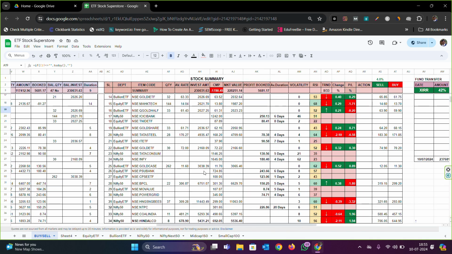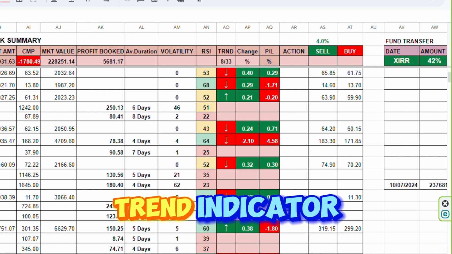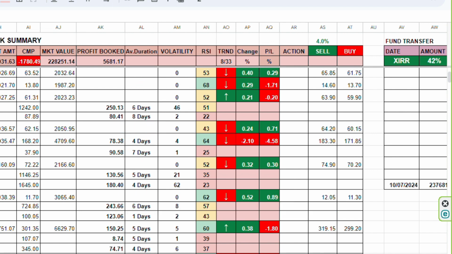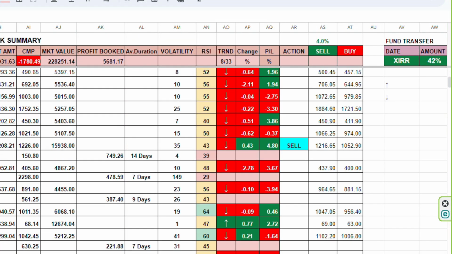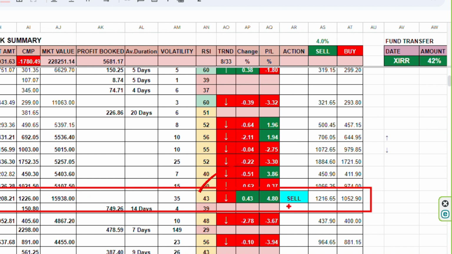Our ETF SuperStore sheet includes a trend indicator to help decide the best time to sell. The trend indicator shows if the current market price is above or below today's average trading price. If the current price is higher, you'll see a green up arrow indicating the trend is up. If it's lower, a red down arrow appears indicating the trend is downward. If our target is achieved, the system will trigger a sale if the trend is downward.